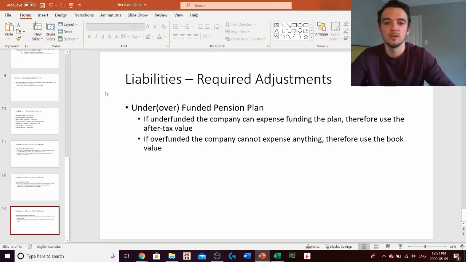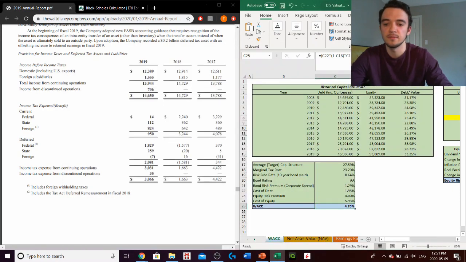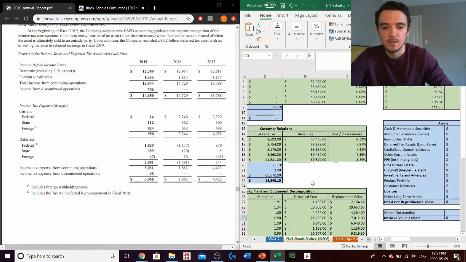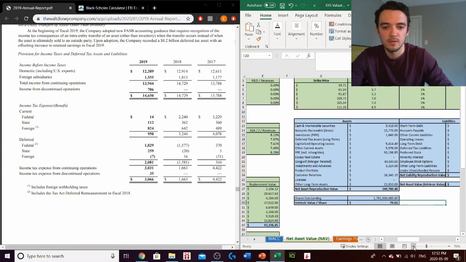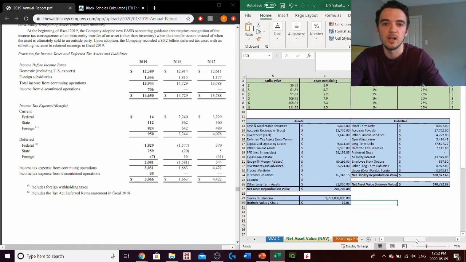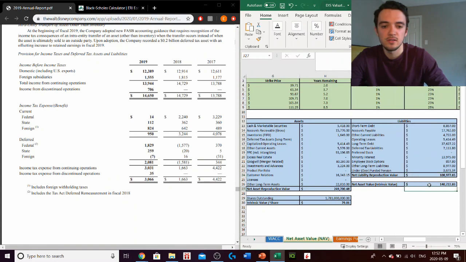So now let's take a look at Disney just to see what it's like to do it on an actual company. So this here in blue is the model. This is going to be giving you the intrinsic value of the company. So what it does is it sums this side to get the net asset reproduction value and sums the right side to get the net liability reproduction value. And the intrinsic value is just subtracting the liability reproduction value from the net asset reproduction value.